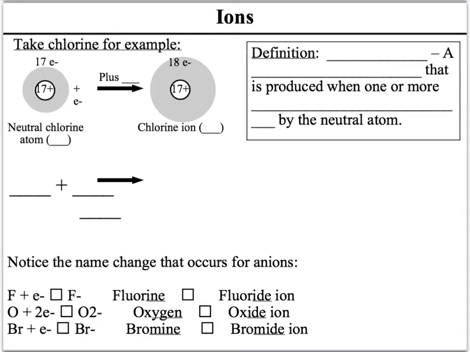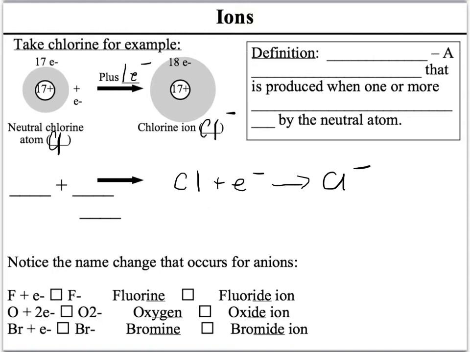Now what we're going to do is take another example, but notice what's happening this time. We had 17 electrons before, and now we have 18 electrons. So we're actually gaining electrons, so we're adding 1 electron here. So it's chlorine before, chlorine after. We know that because it has 17 protons before and after. So let's think about how our symbol changes. The neutral chlorine atom would just be Cl. The chlorine ion would be Cl minus. And if we were to write this out as a formula, we'd say Cl plus an electron yields Cl minus.